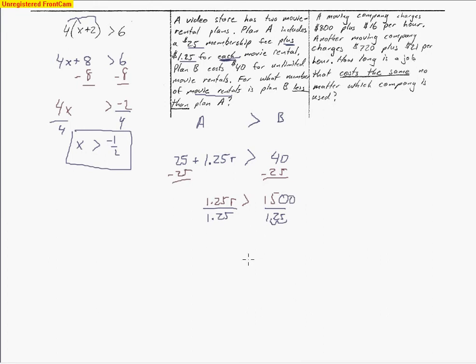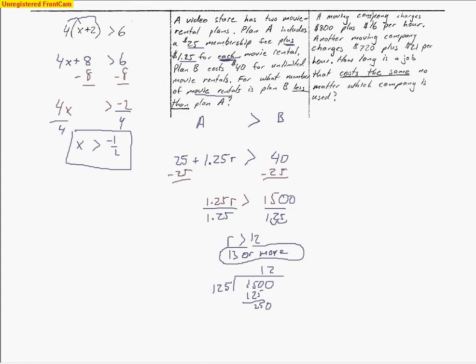So when I go ahead and do the division, down below I've got 125 into 1500. So 125 goes into 150 just one time. Bring down the 125, subtract, and it goes into 250 2 times. So r is greater than 12. So what that means is 13 or more. So Plan B is less after 13 movies. 13 movies. At 12, it's not. So you have to go to 13.